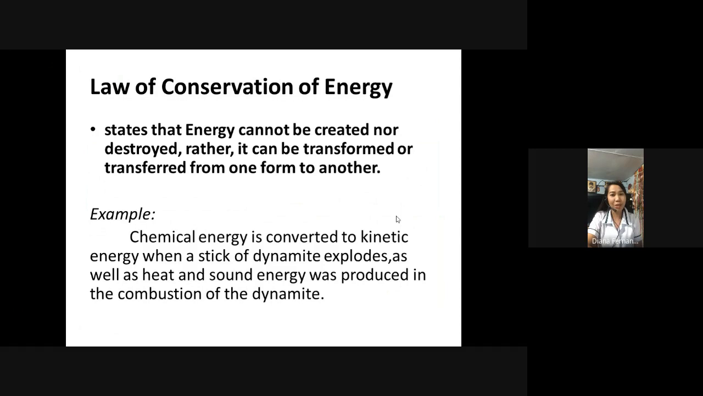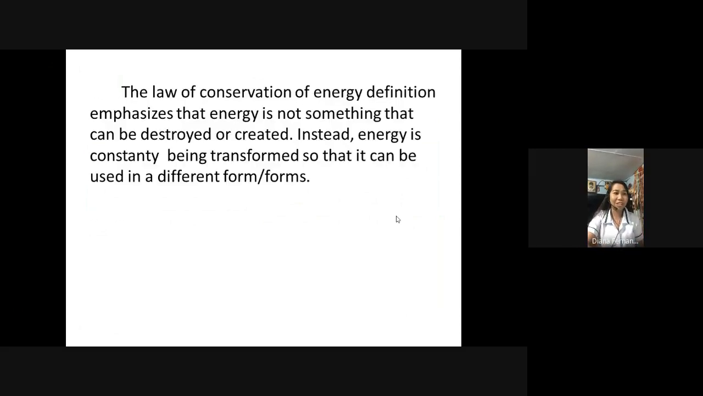But for now we will not focus on it, okay? Just briefly: the law of conservation of energy states that energy cannot be created nor destroyed. Rather, it can be transformed or transferred from one form to another. In this concept, children, energy is neither made nor destroyed. It just transforms into other forms of energy. So today, we will discuss many forms of energy.